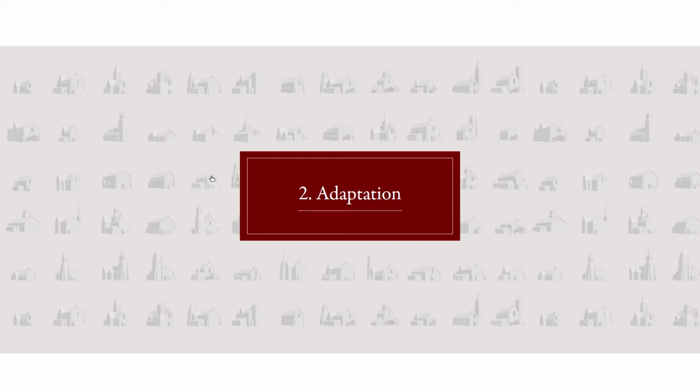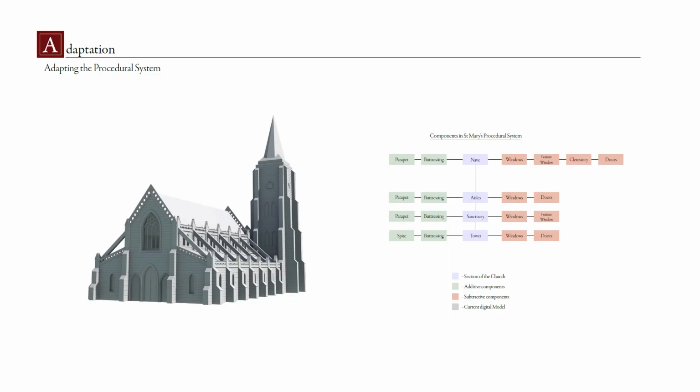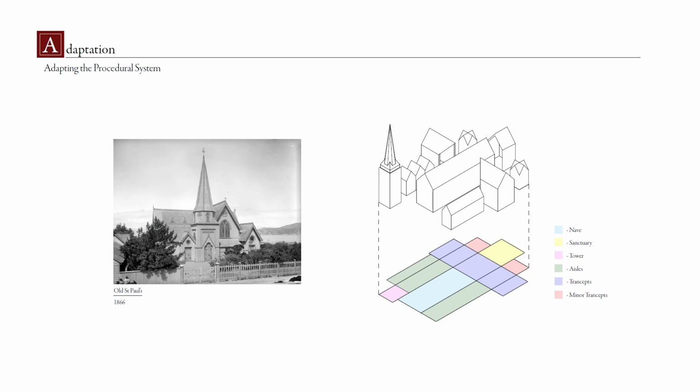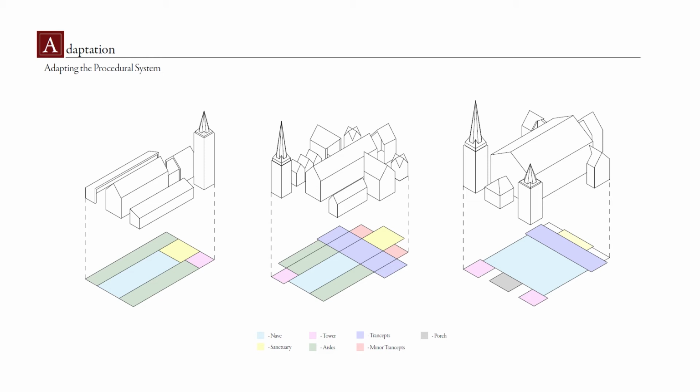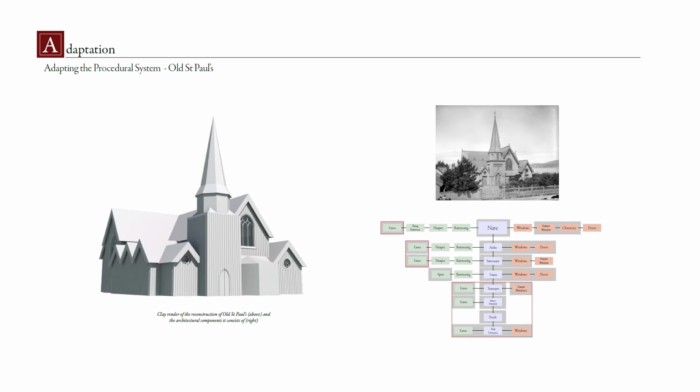The next phase of this research was adapting the created system to create more designs. These were the component categories that we used to create the St. Mary's reconstruction. As we can see, if we compare to different designs such as Old St. Paul's and St. John's, there are very big differences between each of these designs. So if I'm to create a procedural model that generates these types of buildings, more component categories will have to be added. And so then began the process of adjusting the system to create other designs.